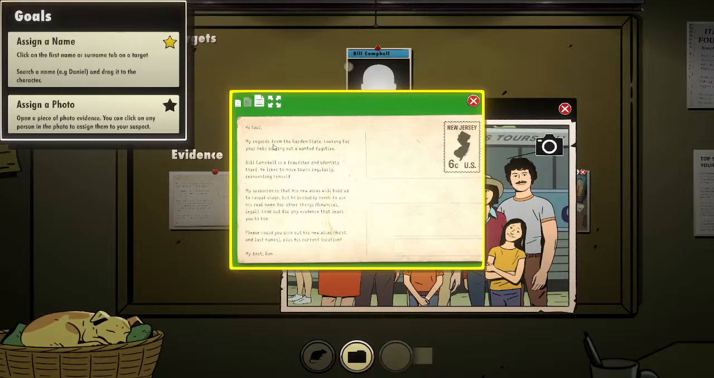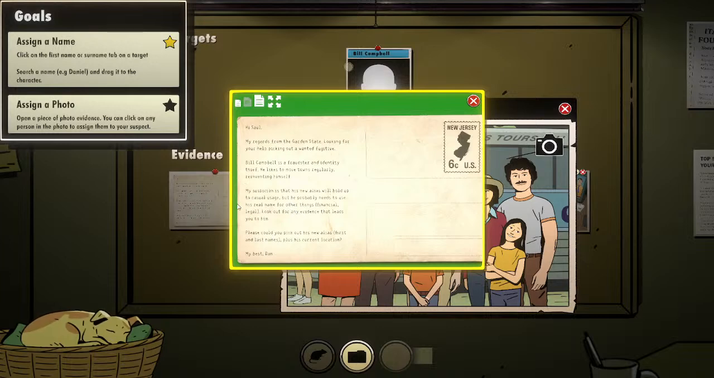Hi, Saul. My regards from the Garden State, New Jersey. Looking for your help picking out a wanted fugitive. Bill Campbell is a fraudster and identity thief. He likes to move towns regularly, reinventing himself. My suspicion is that his new alias will hold up to casual usage, but he probably needs to use his real name for other things, financial, legal. Look out for any evidence that leads you to him.